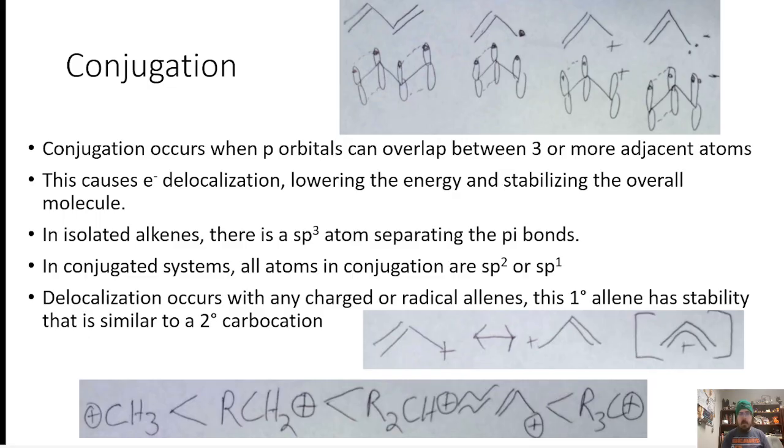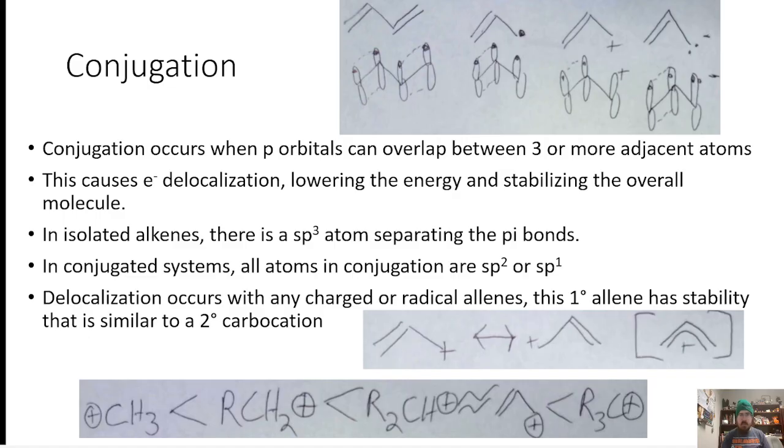Now, the key thing here is that the sp2 orbital needs to be between them. If there is an sp3 atom between these pi bonds, they are isolated alkenes, and we see none of the stabilization. But so long as there's an sp2 or even an sp orbital between these, we can see this conjugation.